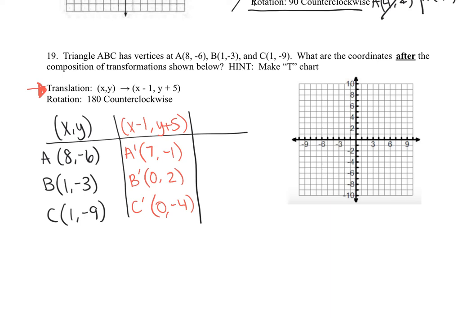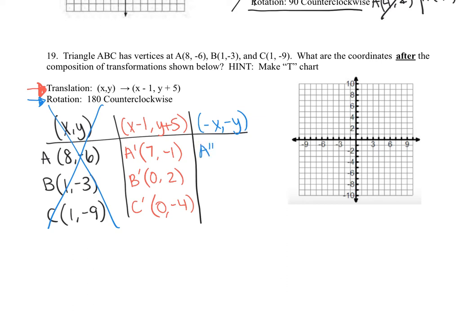All right, so now we can do our last transformation. Remember, when you move to a new column, you need to cross off the first column because we're not using that anymore. And now we are going to do a rotation. So here you need to go look at your formula chart to make sure you're using the correct formula. 180, whether it's counterclockwise or clockwise, our formula is going to be negative x, comma, negative y. So let's go ahead and make those changes.